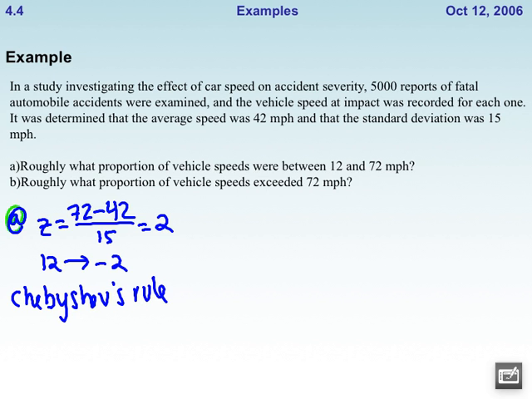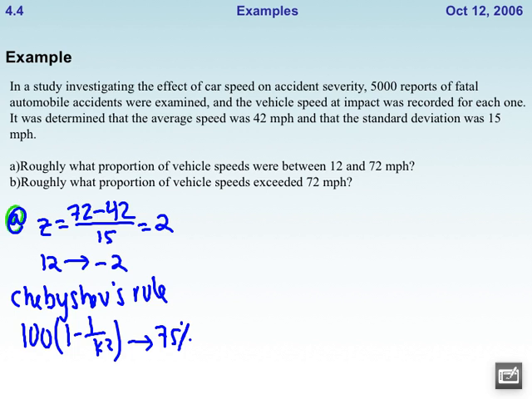Okay, so Chebyshev's rule is this one, the 100 times 1 minus 1 over k squared. What's our k in this case? The standard deviation. Okay, is it 2 or 4? 2 squared is 4. What am I going to put in for k? 2 or 4? 2, right? 2 standard deviations above, 2 below. If I put in a 2, this ends up being 75%. Is that my answer? 75% are between 12 and 72.